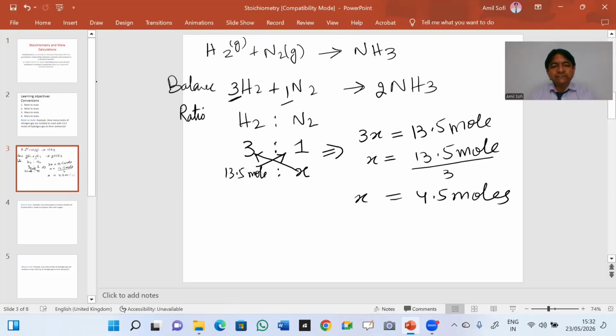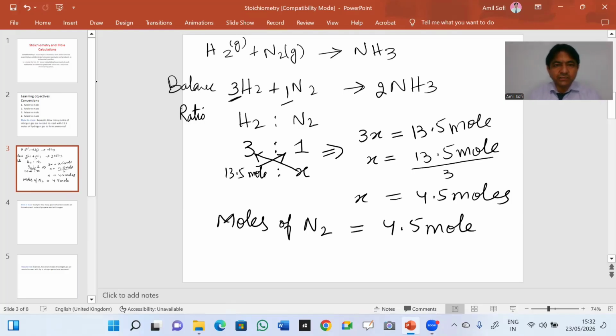So now moles of N2, that means nitrogen gas, is 4.5. So this is the way we can find out how many moles there are of nitrogen when 13.5 moles of hydrogen react. So this is one example. Let's move to the next step. It is mole to mole conversion.